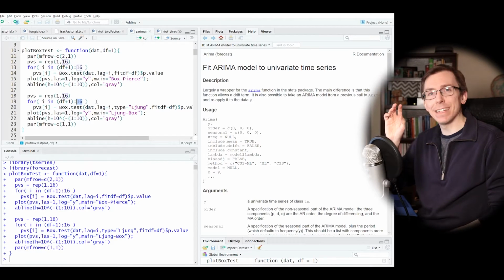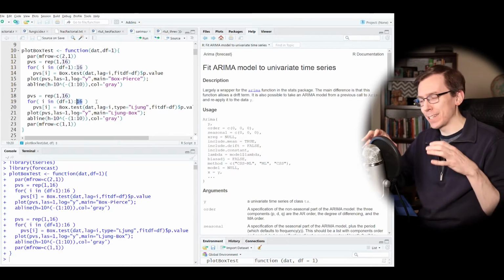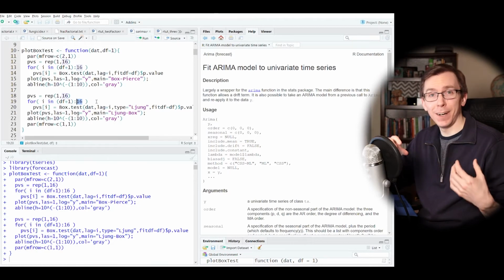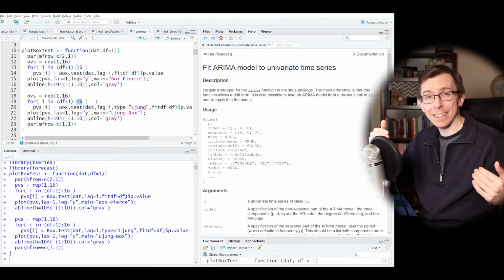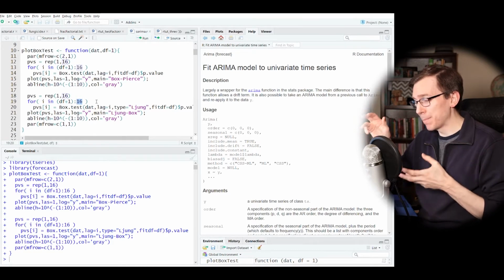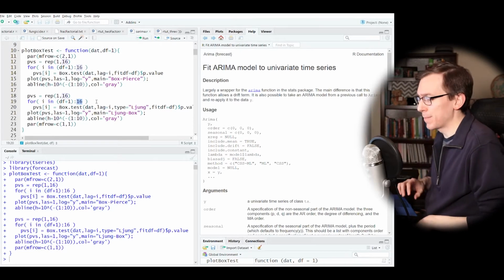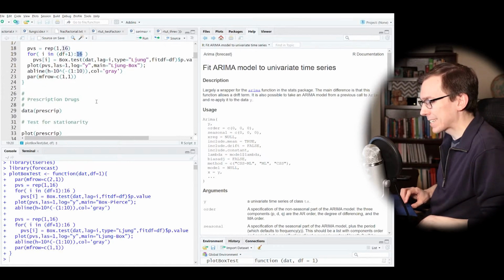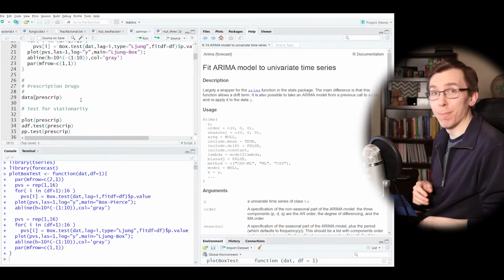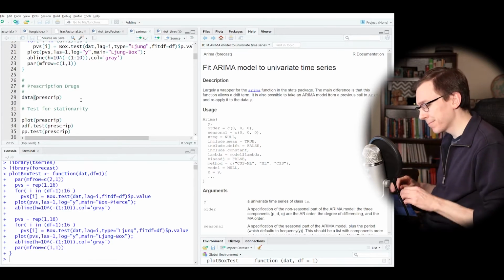Remember, we have to tell R how many degrees of freedom we used to fit our model so that we can subtract them before we run the box test. So that's all that this function is doing, but it's going to give us some nice plots a little bit later on when we actually have models and residuals to look at.